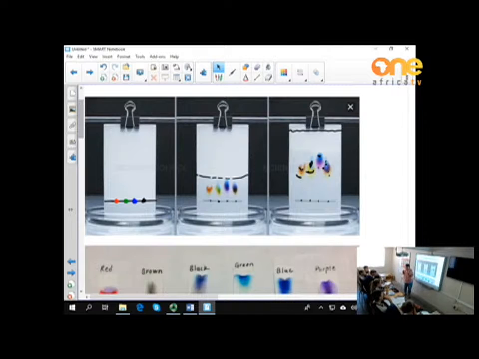Because the same pigment will have the same solubility, it will be carried up to the same level. You're all following me? All right. So we separate things because they have different solubilities. Now this is very simple. We can do this in class one day. We can try and do it this afternoon.